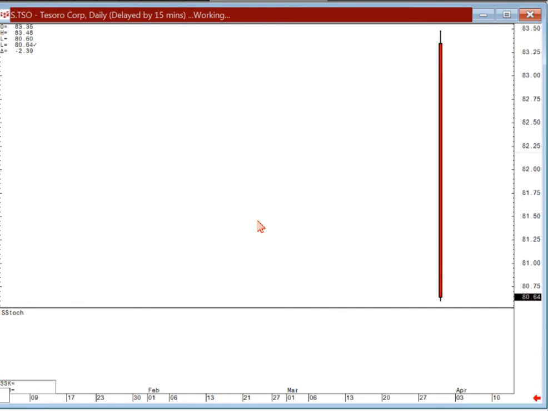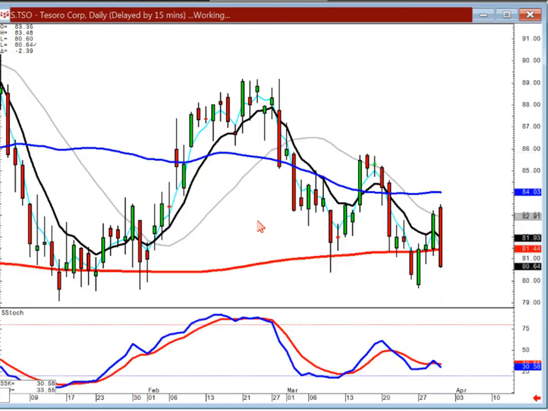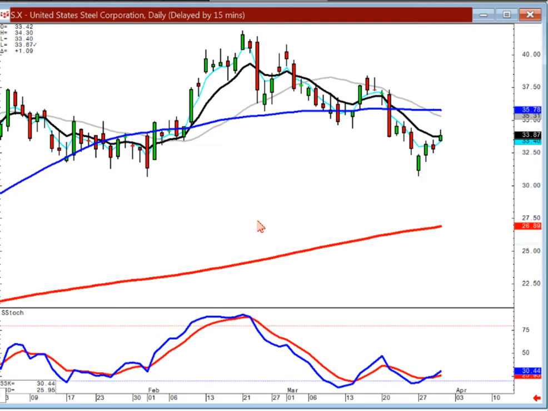Tesoro, this one, if you'd gotten in over the last couple of days, should be back out of it. It's still in a downtrend, and I probably wouldn't even be shorting it because there's not enough movement to it. We did US Steel; it needs to get up above the T-line.